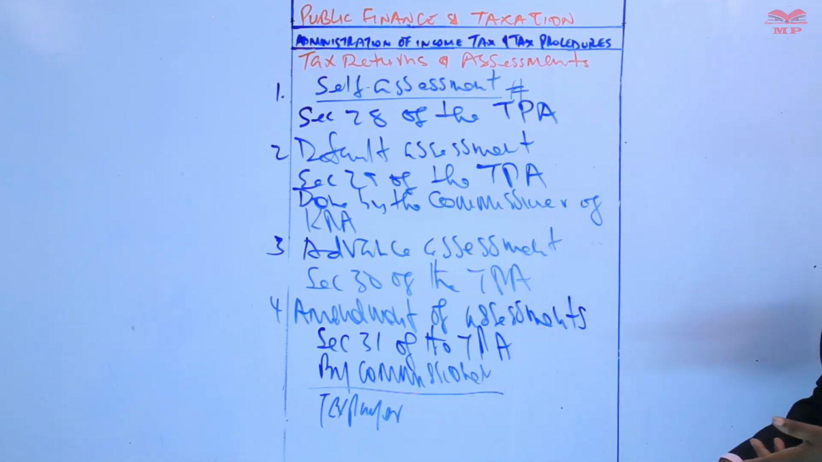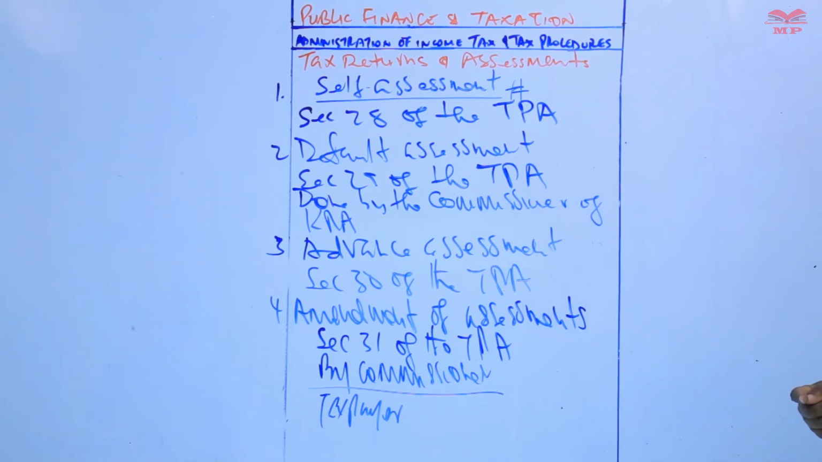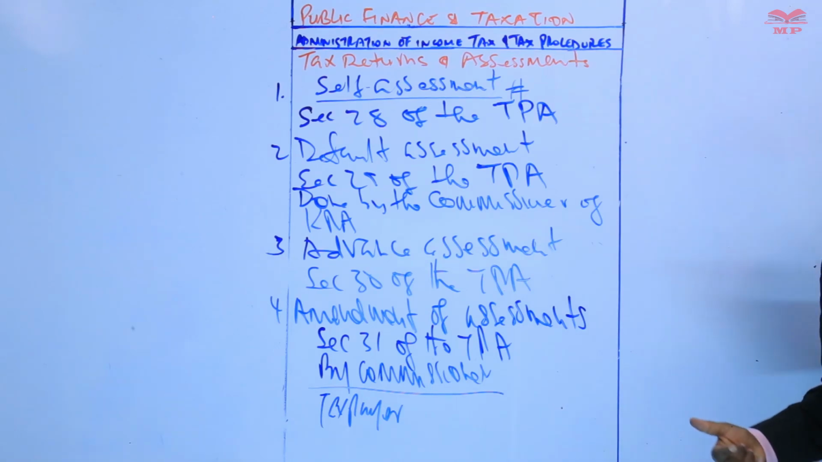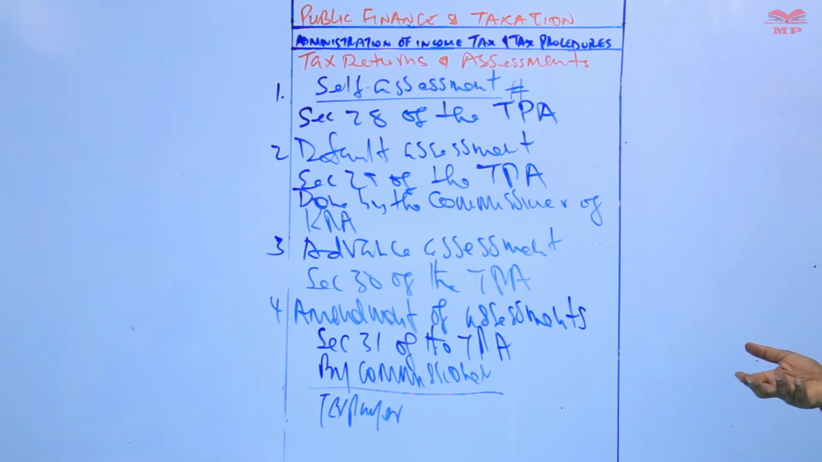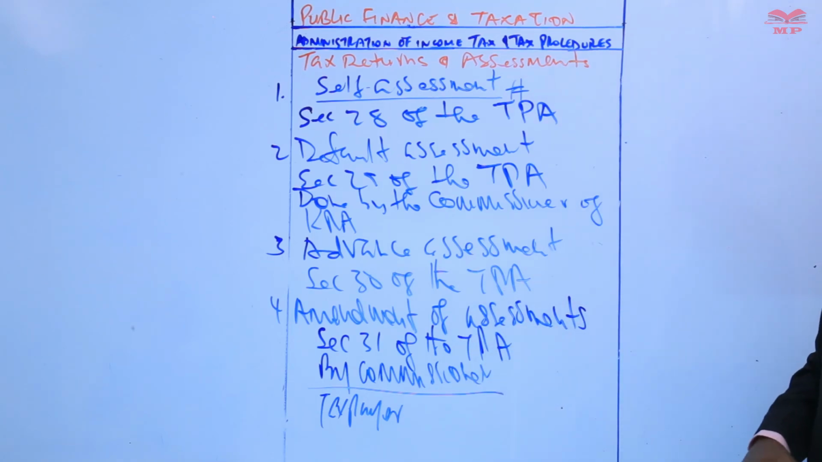So an amendment of assessment can be carried out by the commissioner or the taxpayer. The taxpayer can only seek amendment of an assessment that he or she did previously. A taxpayer who has submitted a self-assessment return may apply to the commissioner to amend that return, and it is done within a specific period of time. After the lapse of that time, the taxpayer cannot apply for an amendment of a self-return. Taxpayers may seek to amend a return to correct errors or to claim previously unutilized deductions or reliefs. Those are some of the reasons why an amendment may be sought by a taxpayer.